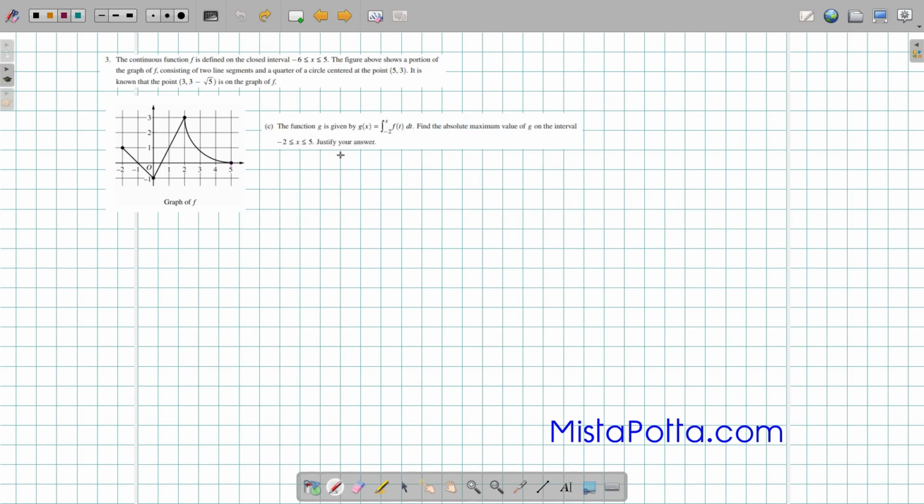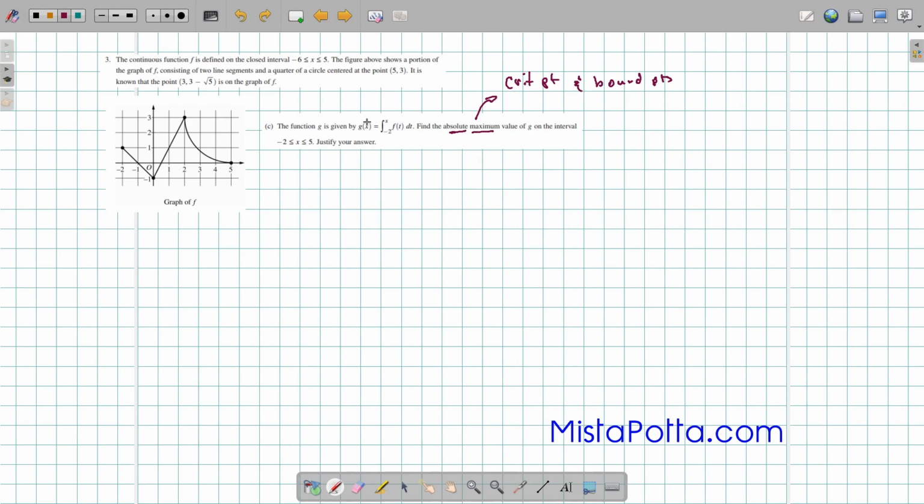Moving on to part C, it says the function g is given by g of x equals the integral from -2 to x of f of t dt. Find the absolute maximum of g on this interval from -2 to 5. Justify your answers. Keep in mind that absolute extrema happen at critical points and boundary points. So critical points are going to be where the derivative equals 0.